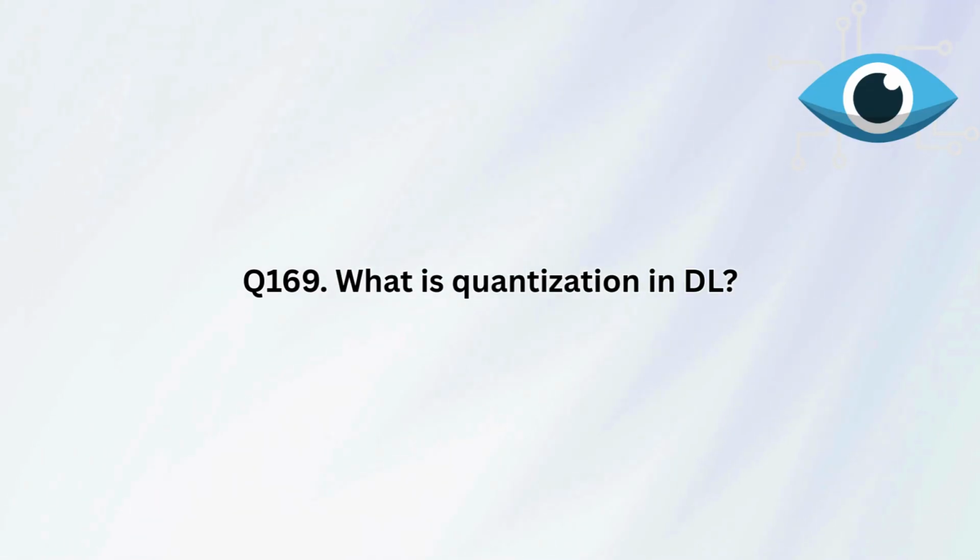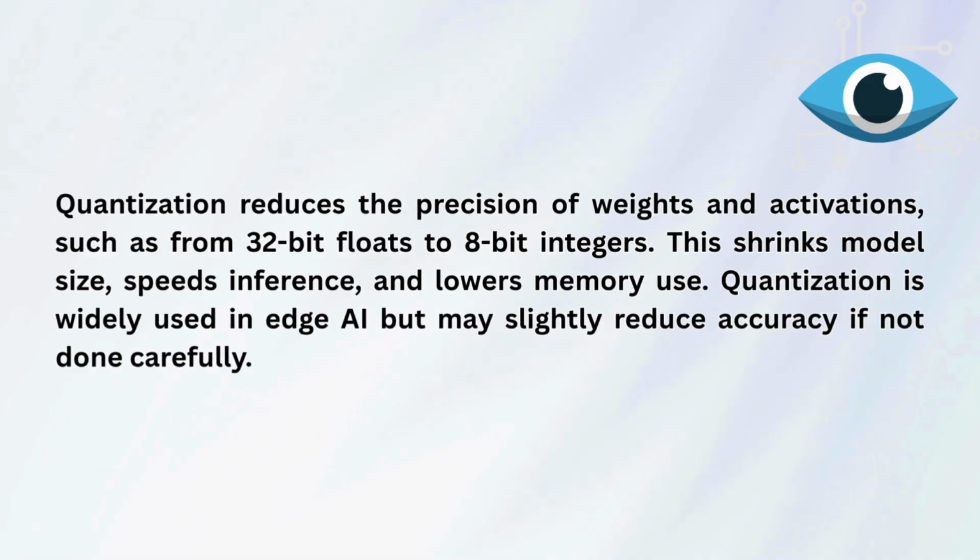What is quantization in DL? Quantization reduces the precision of weights and activations, such as from 32-bit floats to 8-bit integers. This shrinks model size, speeds inference, and lowers memory use. Quantization is widely used in edge AI, but may slightly reduce accuracy if not done carefully.